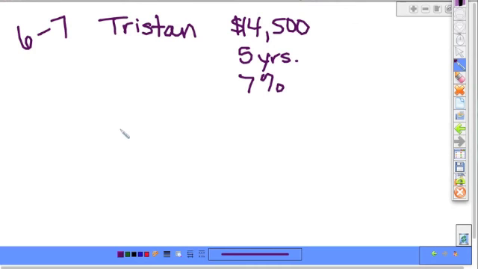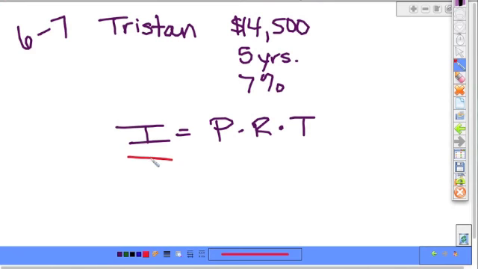So our formula for this is going to be interest equals principal times rate times time. This is always going to be your formula to solve these problems. We don't know the interest, so we'll keep I. Our principal is the money amount, so $14,500. The rate is going to be your interest rate, but remember we need to move this to a decimal. So we go to the left, and we get 0.07.